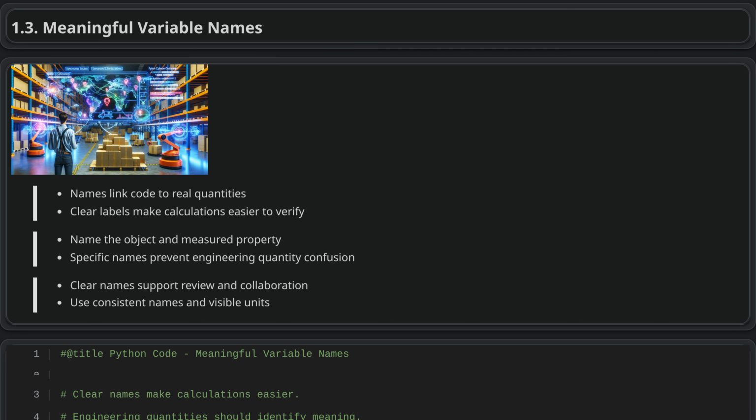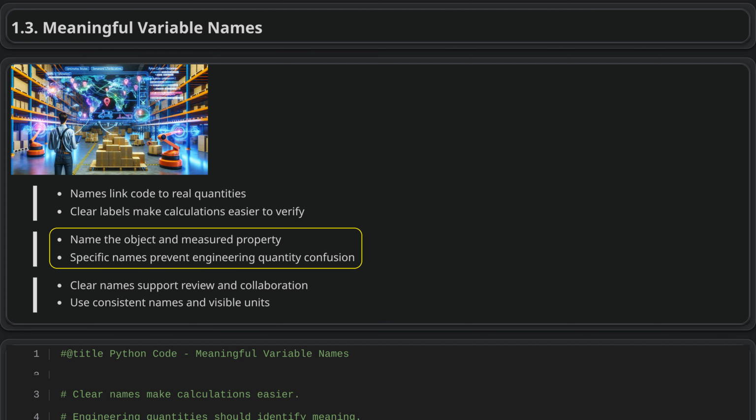Meaningful variable names. In civil engineering computations, meaningful names help connect program values to real-world quantities like beam span or concrete strength. Clear names reduce guesswork and make analyses easier to review and maintain, especially when results affect design decisions, costs, and safety checks. A short, vague name may save time at first, but it can create confusion later.